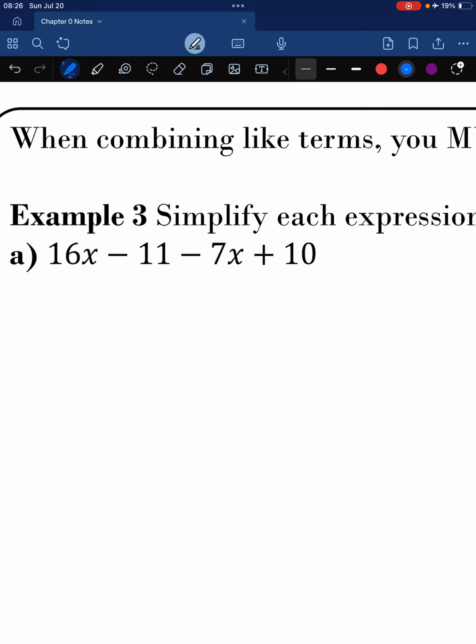Okay. And there's a bunch of different ways to identify this. What I like doing is just underlining. I have 16x and minus 7x. Those are going to combine to 9x. And then minus 11 and plus 10 are the only things that are left. Those are like terms, and we just end up with minus 1.